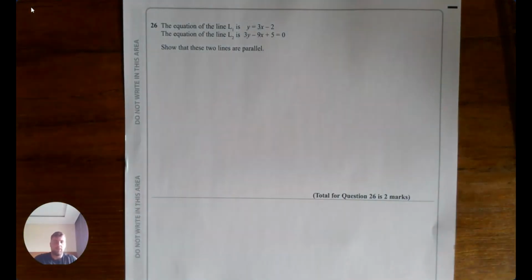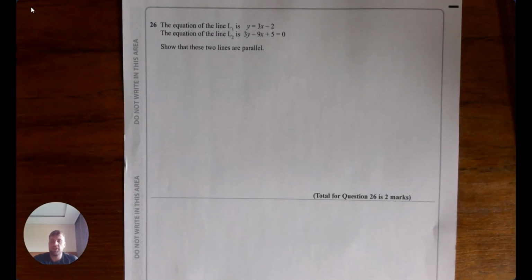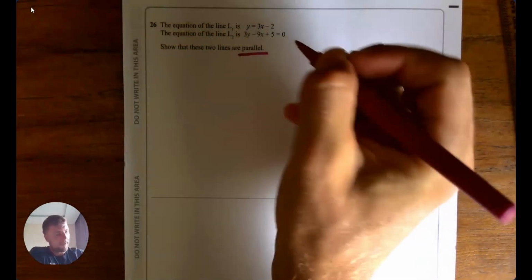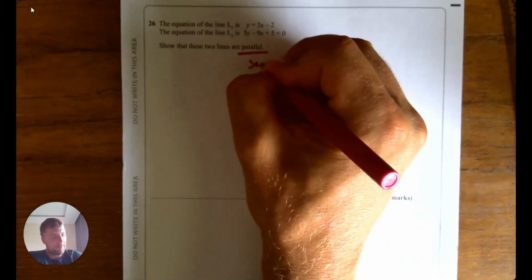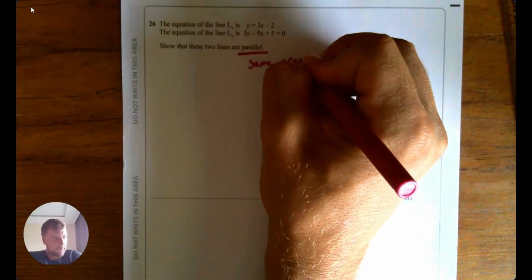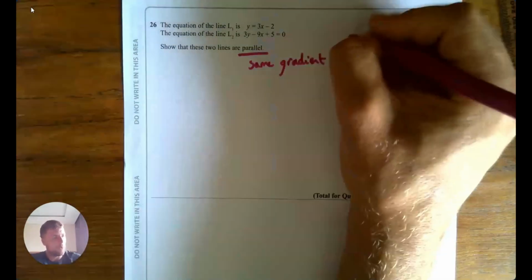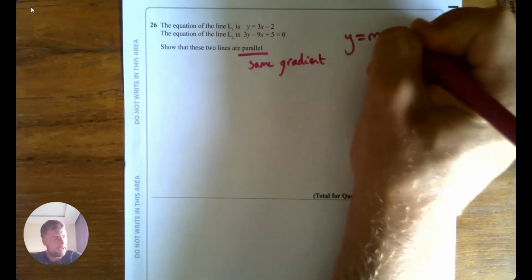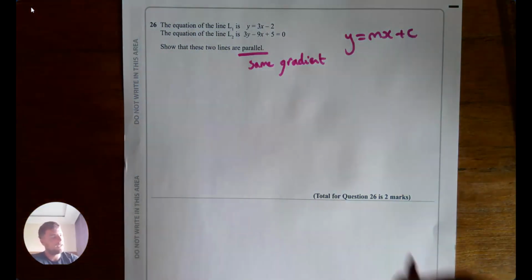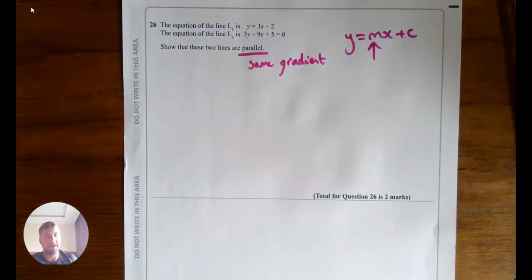Okay, next up. Equation of line L1 is y equals 3x minus 2. The equation of the line L2 is 3y minus 9x plus 5 equals 0. Show that these two lines are parallel. So when it says parallel, that means that they have the same gradient. And normally when we want to find the gradient, we want things written in the form y equals mx plus c, and m is the gradient.